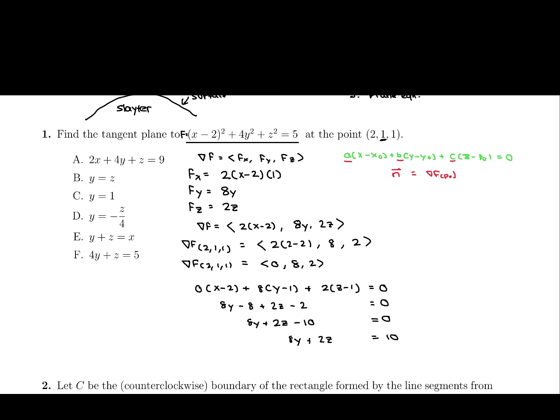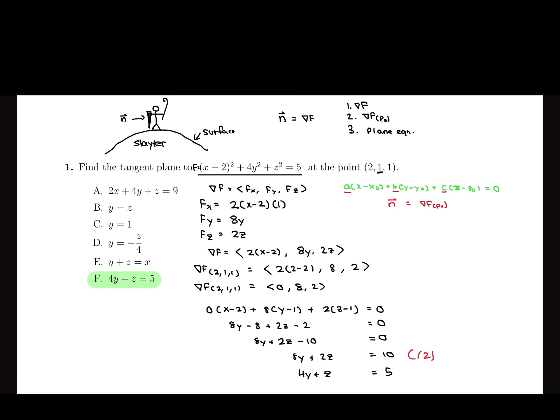And then for this answer specifically, they want us to simplify the answer. In this case, I'll just divide everything by 2, which will get me 4y plus z is equal to 5. And if you look over at our answer choices, 4y plus z equals 5 is our answer choice F. So that is question 1.